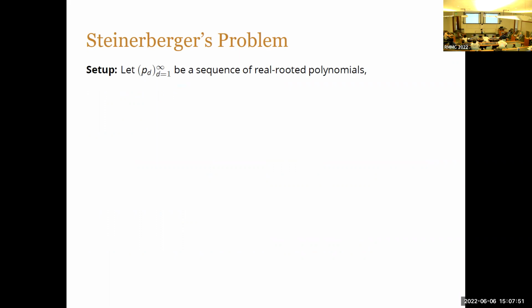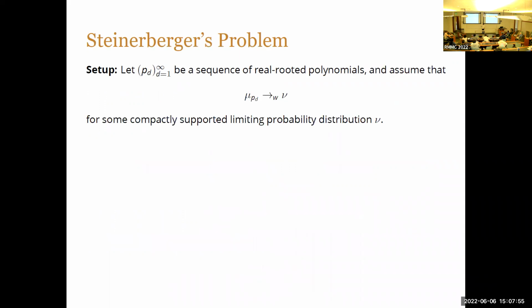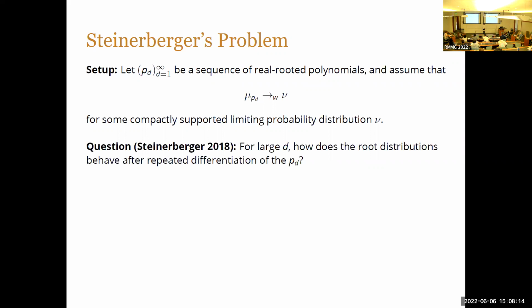You take some sequence of real-rooted polynomials, p_d is of degree d, okay? And you assume that the root distributions of these polynomials converge weakly to some limiting probability distribution nu that is compactly supported. So for example, if you take the sequence of Hermite polynomials, we know that those converge to a semicircle, right? So that's an example of some natural sequence that satisfies these properties.